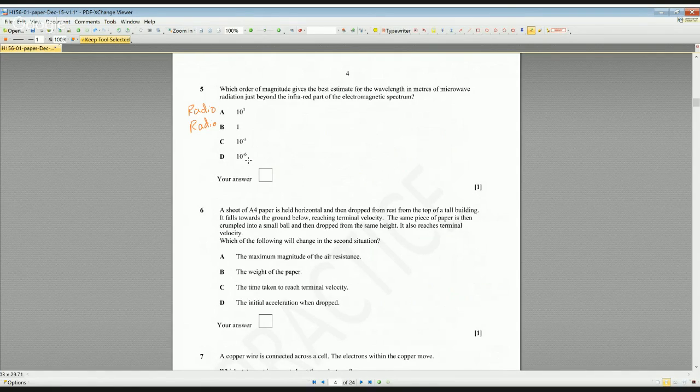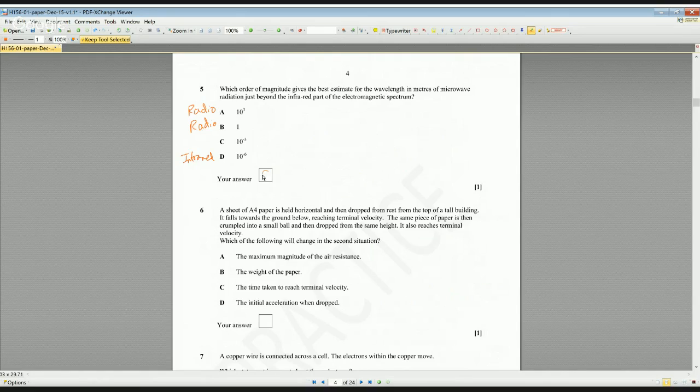The bottom here, 10 to the minus 6. Now that 10 to the minus 7 would be, as we saw in the previous question, hundreds of nanometers. That would be sort of visible light. 10 to the minus 6 is probably too close to that. So it's infrared, quite close to visible, which means that the only one it really can be would be 10 to the minus 3. That would give us a much longer wavelength.